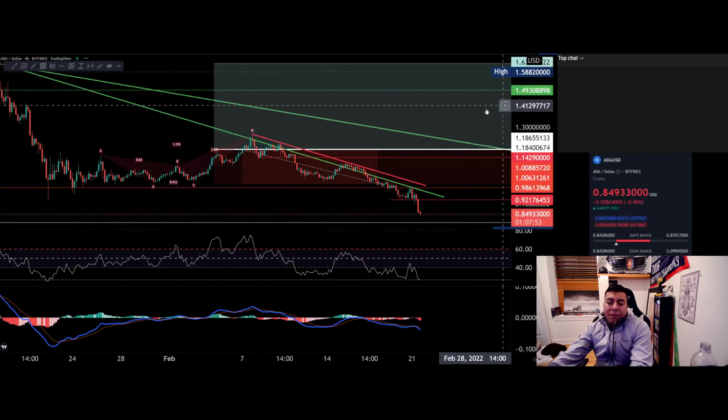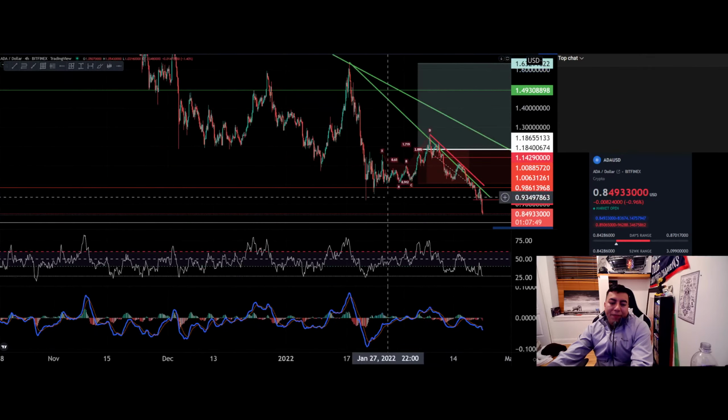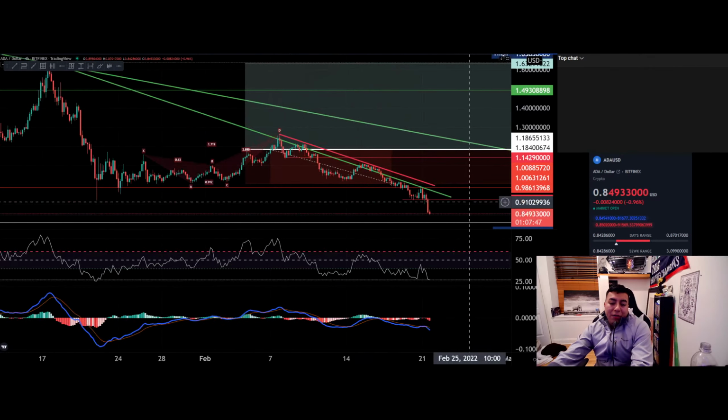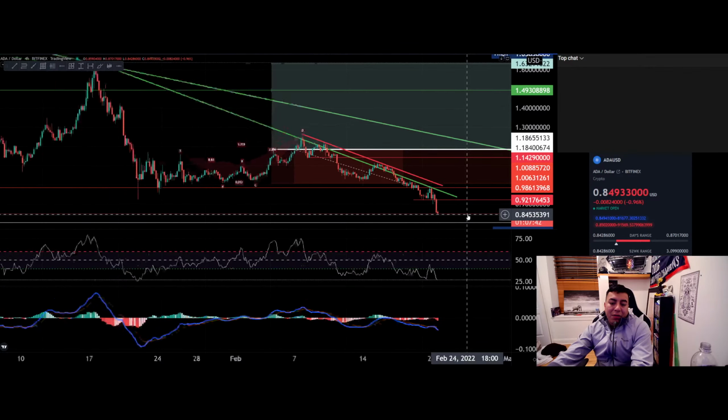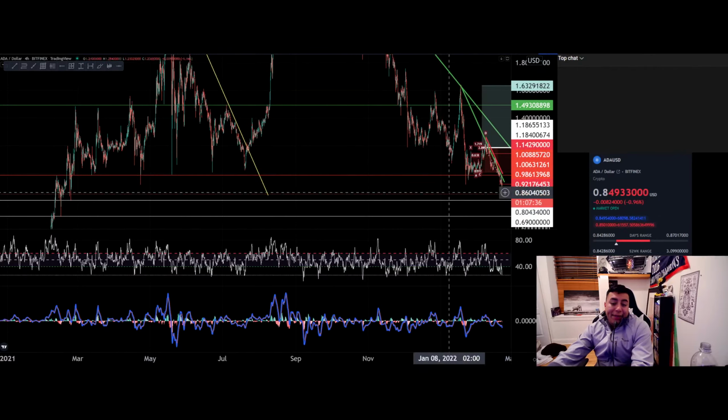ADA. Oh, man. I don't know about this anymore. Broke support, and look what happened instantly. You broke 91 cents, and you went straight down. Now, the only thing right now, currently, our last level of support is going to be at 80 cents. I don't like it.